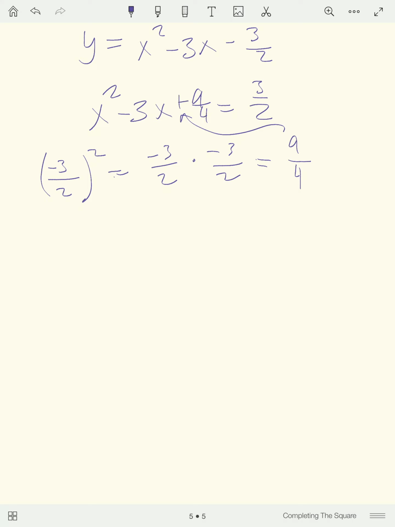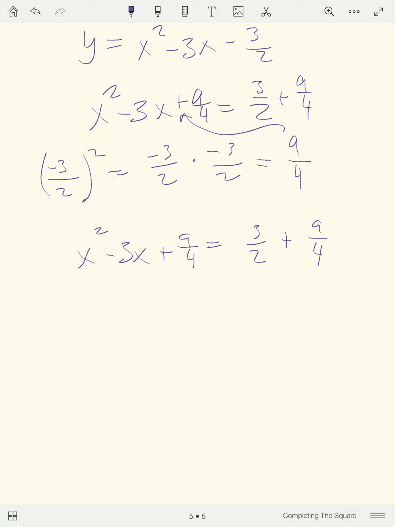Now remember, whatever we do to one side of the equation, we have to do to the other, so we're going to add 9 over 4 on this side as well. So let's rewrite that. We have x squared minus 3x plus 9 over 4, and that's going to equal 3 over 2 plus 9 over 4. So remember, we don't have to worry our heads about how to factor that left side. We already know what's going to go in that perfect square. Let's go ahead and write that.